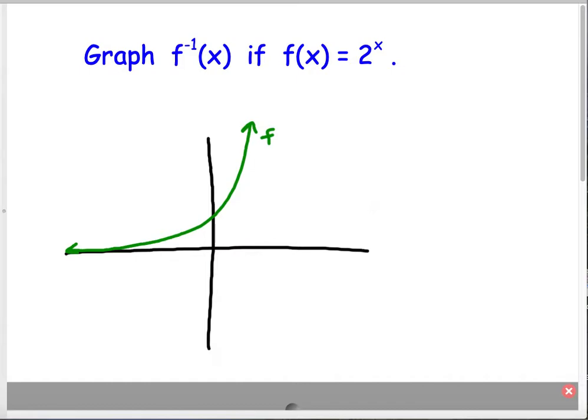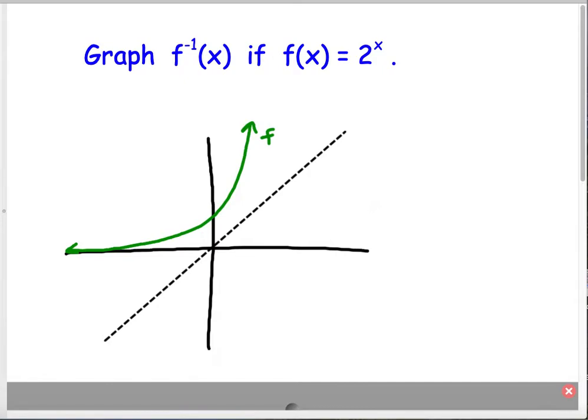So if you remember, there's a couple ways to find inverses. One way is graphically. If we have the graph of a function, we can graph its inverse by reflecting it over the line y equal x. Now, a function has an inverse function if it's 1 to 1, and that means that it must pass the horizontal line test. This function in green does pass the horizontal line test, which means a horizontal line does not hit the function in more than one spot.